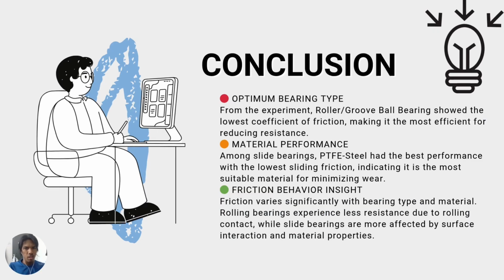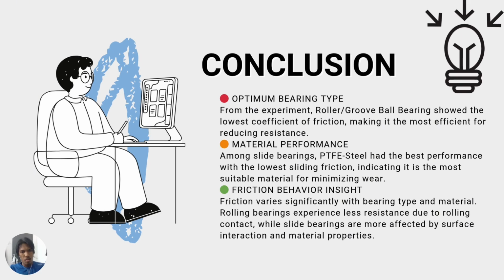So the conclusion from the experiment, while comparing roller and slide bearing, is that the roller showed significantly less friction, making it more efficient in reducing friction. But among the slide bearings, in the three-way comparison, the PTFE still had the best performance with lower sliding friction, indicating that it's the most suitable material for minimizing wear.